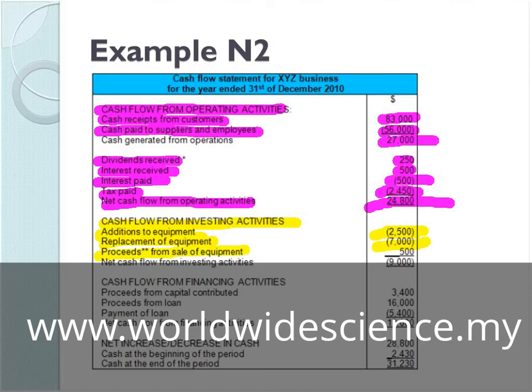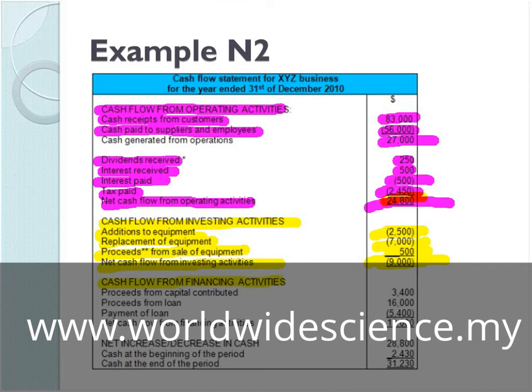Proceeds means when we resell some equipment, we get some value for 500 plus. And the net cash flow from investing activities will be negative 9,000, okay? So you remember from the operating activities we have a positive 24,800, but from investing activities we have a negative amount of 9,000, right? Let's see the cash flow from the financial activities.